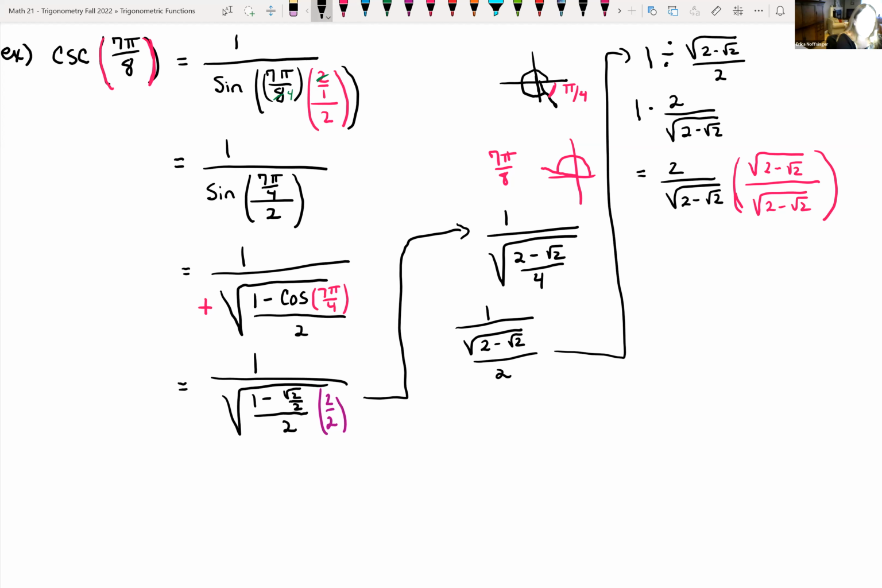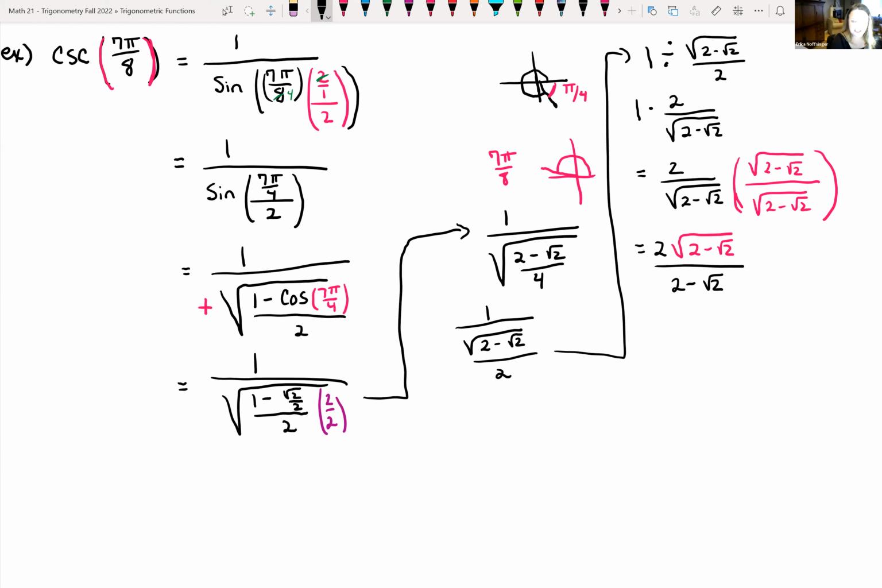So if we do that, this is equal to 2 times the square root of 2 minus root 2, all over, well, this is the same thing, the square root of 2 minus root 2 times the square root of 2 minus root 2. That's two of them, so it's like the square root of 2 minus root 2 quantity squared. That gets rid of the radical, leaving us with just 2 minus square root of 2 in the denominator.